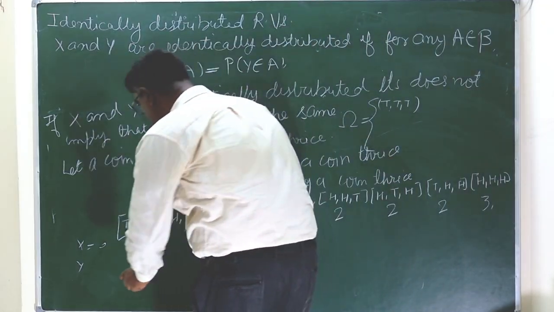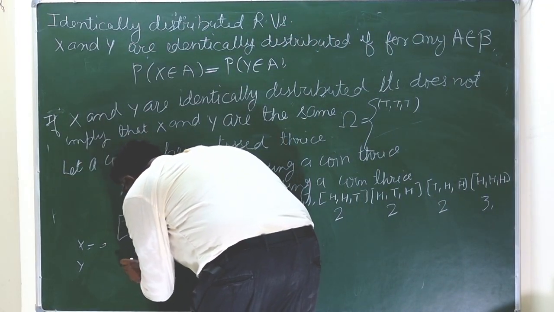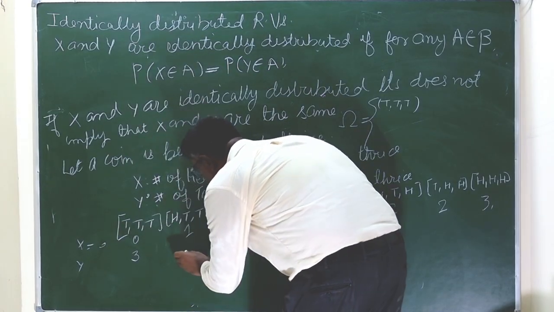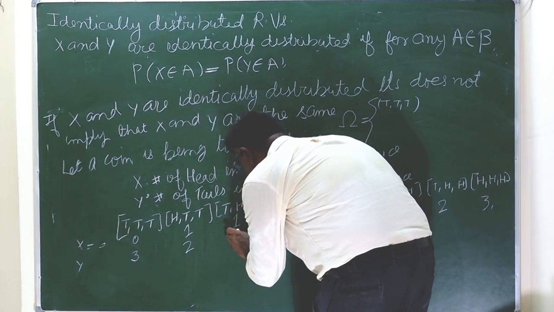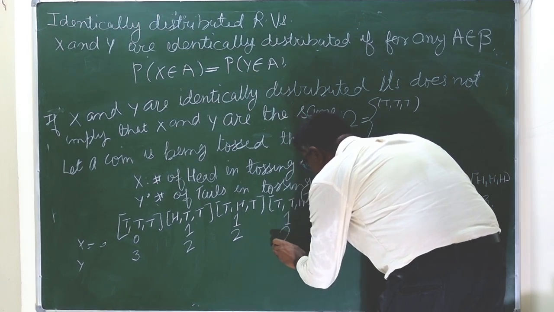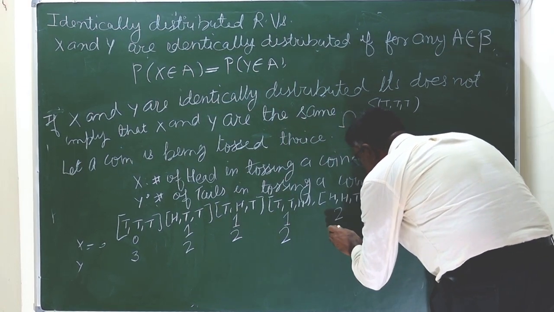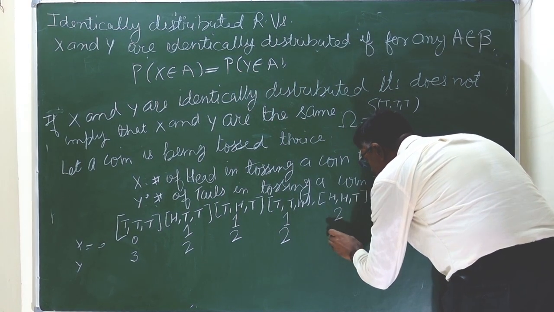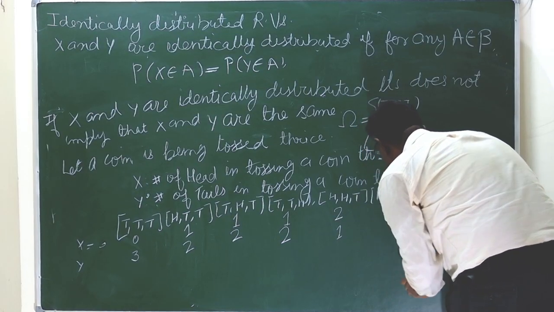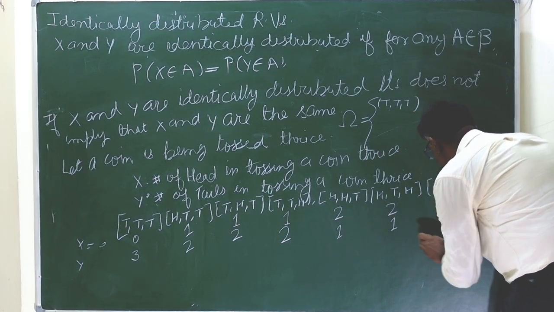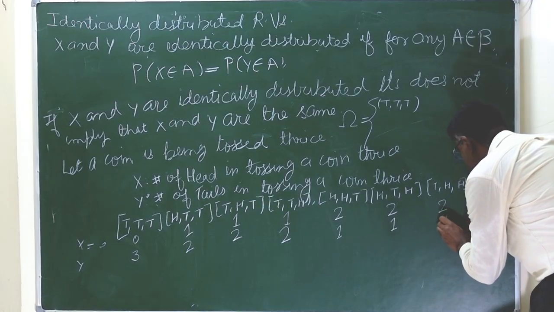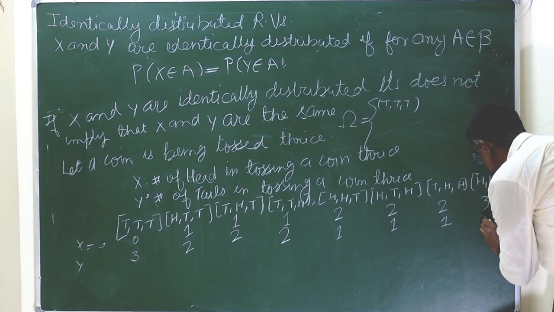Similarly, y is having the value 3 here. Y is having the value 2 here, 2 here, and 2 here. Y is having a value of 1 here, 1 here, and 1 here, and 0 here.